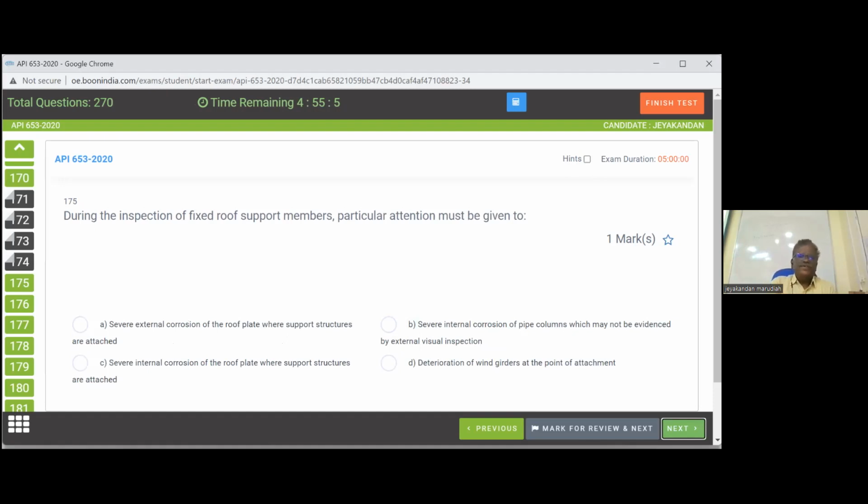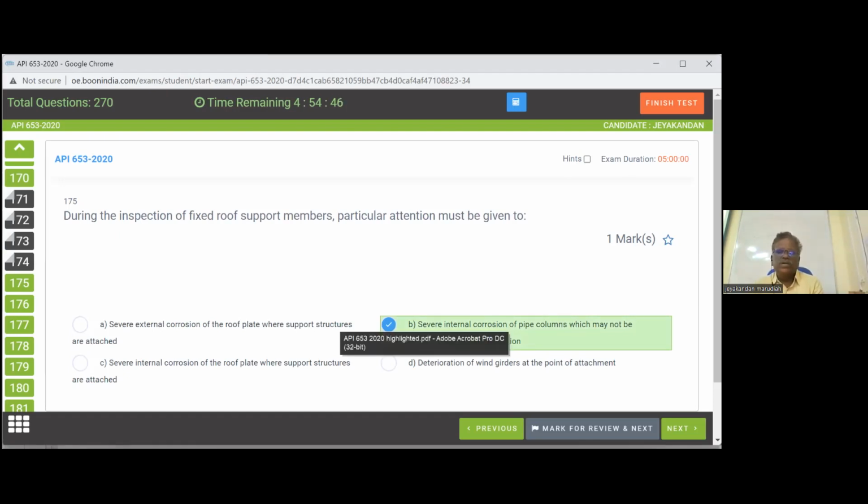During the inspection of fixed roof support members, particular attention must be given to the next line. Take the code from chapter 4. So it is covered continuously, I think. Maybe it's a little bit jumping. So when you have to give particular attention, it is here: severe internal corrosion of pipe columns. You can see here particular attention should be given.